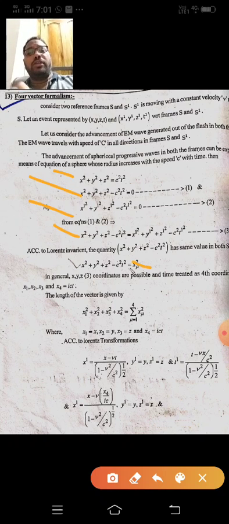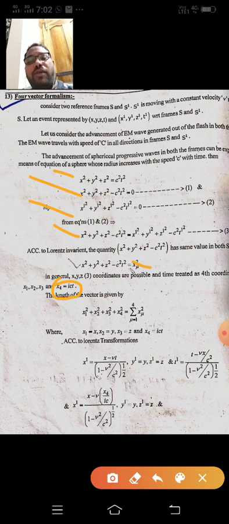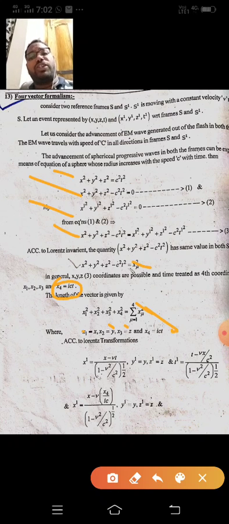Here in general x, y, z are the three coordinates. It is possible to treat time as a fourth coordinate, that one is x4. Here x4 is nothing but ict. The length of the vector is given by x1 square plus x2 square plus x3 square, the summation. So here x equals x1, y equals x2, z equals x3, and time can be in a virtual form, that is x4 equals ict.